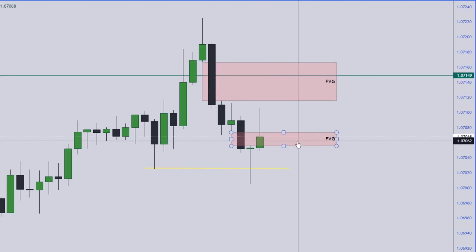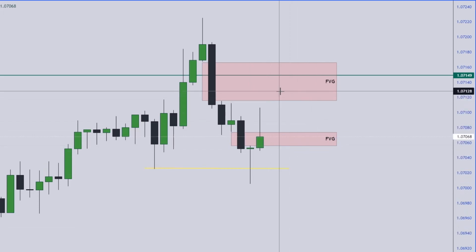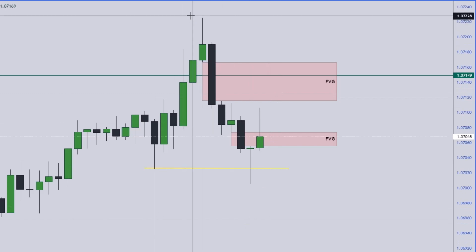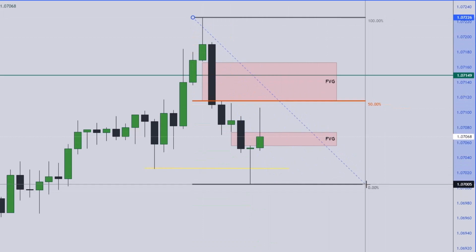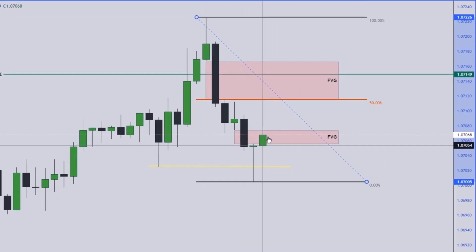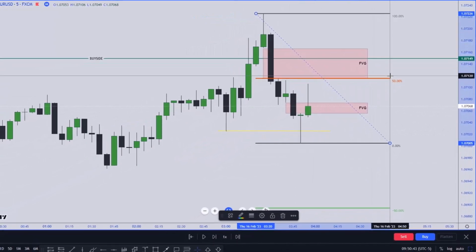There's another fair value gap here that's quite low. Which one do you go short in? The lower one or the higher one? Well, that's where Fibonacci comes in. You take your Fibonacci tool, you pull it from an absolute high down to the absolute low, down here, and I want to be getting into the fair value gap that's at or above the 50% retracement level.